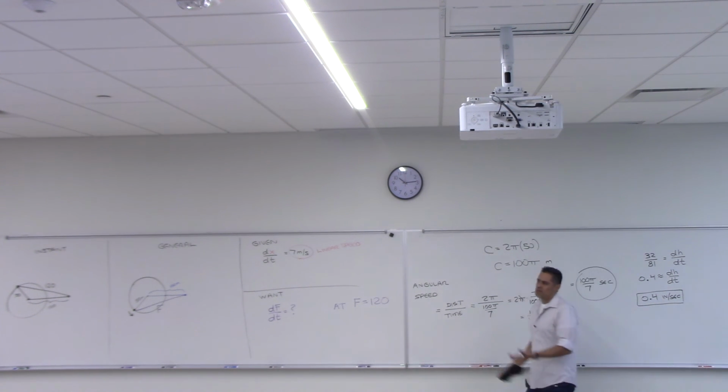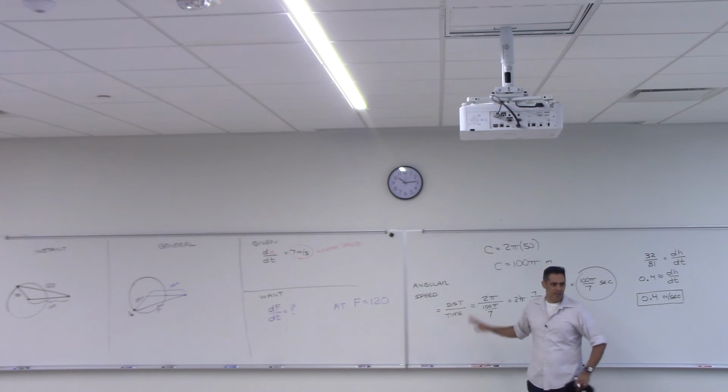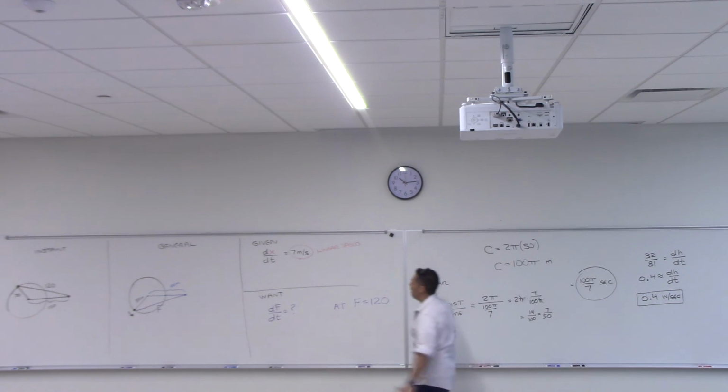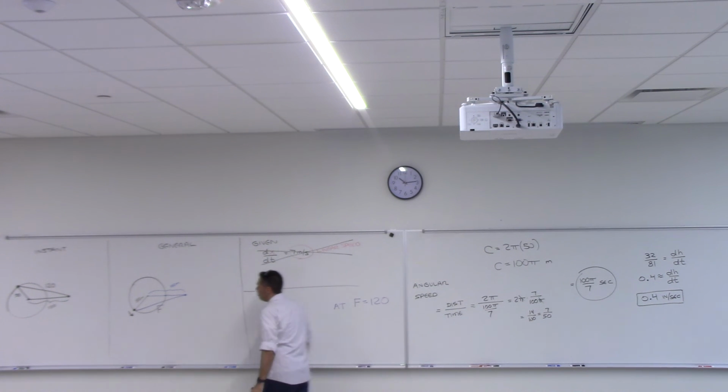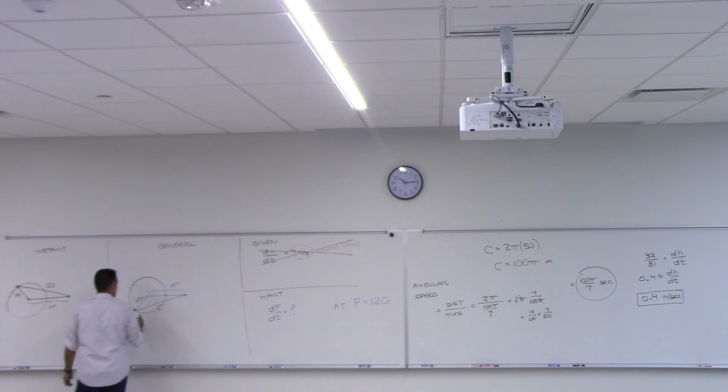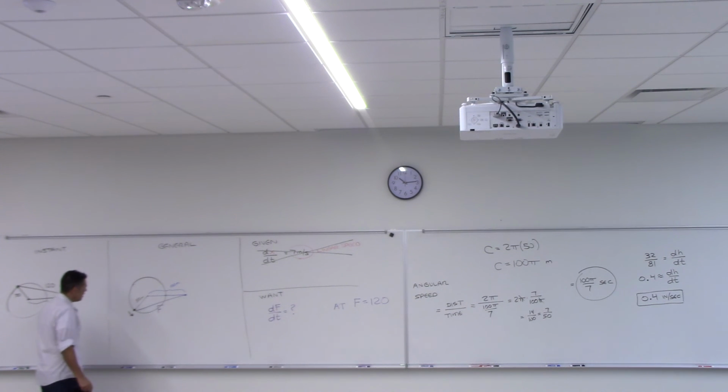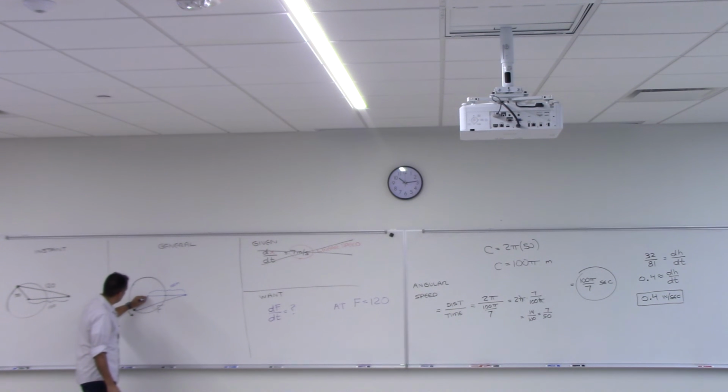I know this is confusing. This is one of the hardest problems, okay, because this is messy. So I'm going to use the linear speed. I'm going to get rid of linear speed. And what I'm going to do is come over to this picture, and label in here the angle theta.